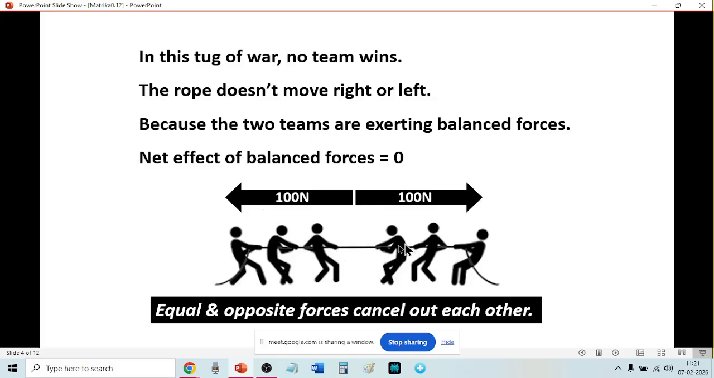Yes. You can see the tug of war. Two teams pulling. Can you see the picture? Yes. Two teams are pulling. Both are 100 Newton forces and both are equal, but they are opposite in direction. Equal forces in opposite direction cancel out each other. Total effect 0. Got it?